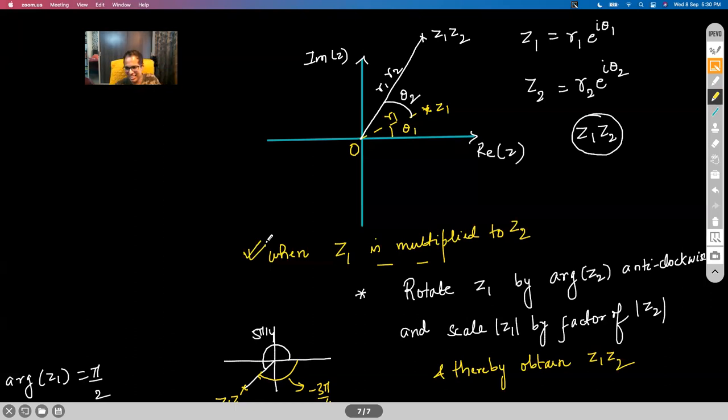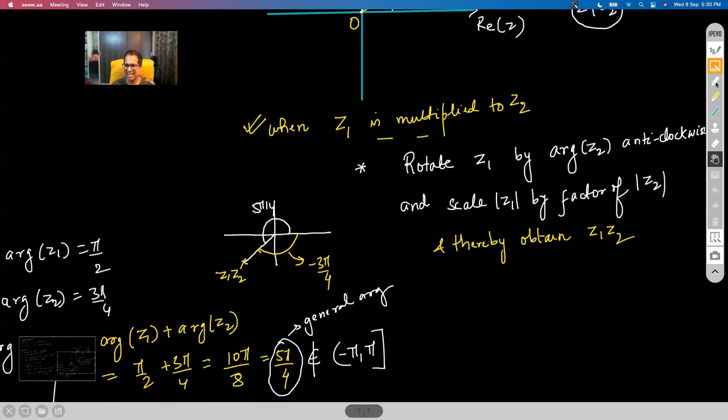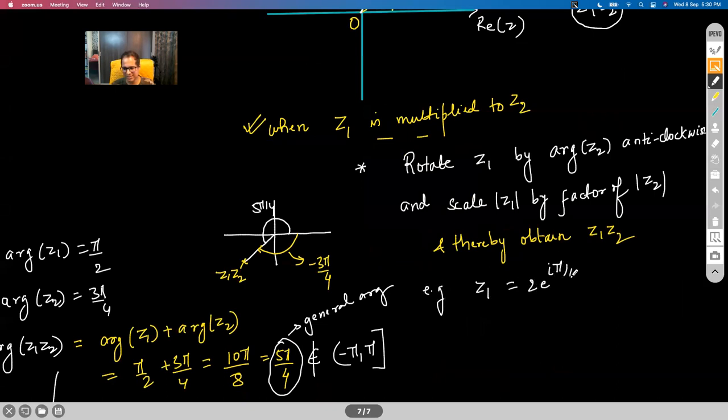Okay, let's take a small quick example on the same. Let us say I had a complex number 2e to the power i pi by 6. I can write it in polar form, I can write it in point form, but this is just the Euler form, which makes us draw the complex number very easily. So let us say it is located at a distance of 2 from the origin, and pi by 6 is this angle, so 30 degrees. I take another complex number, let's say 3e to the power i pi by 3. And I am multiplying these two complex numbers.